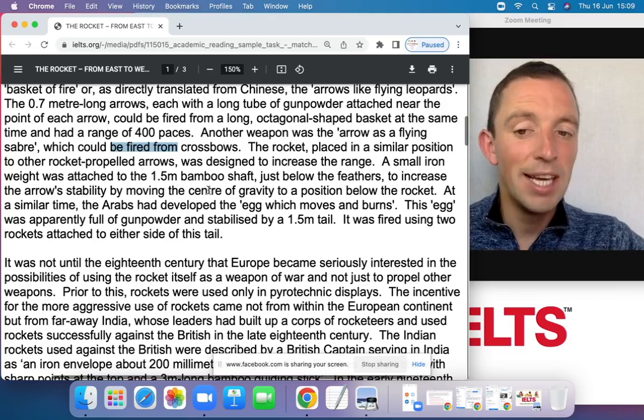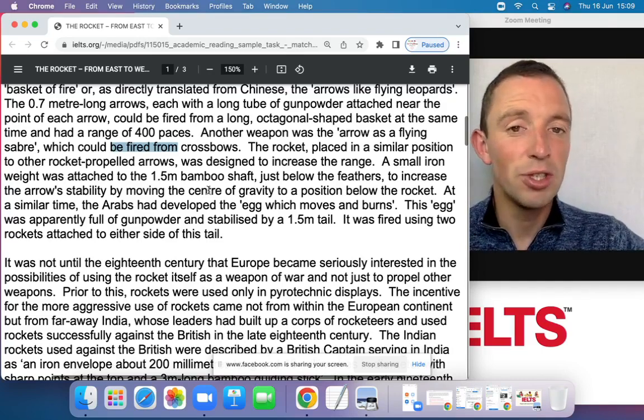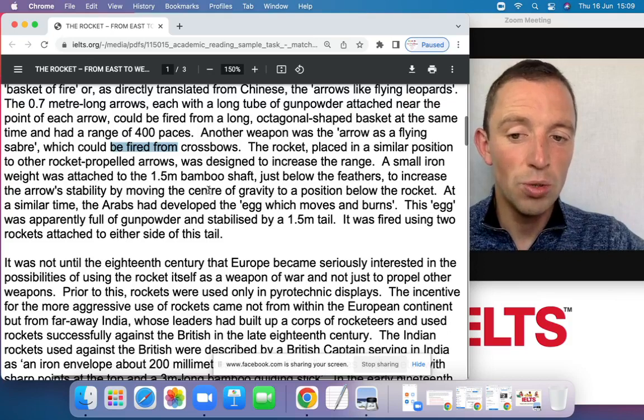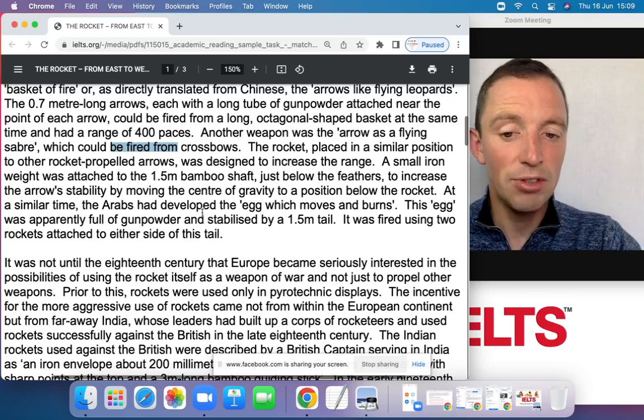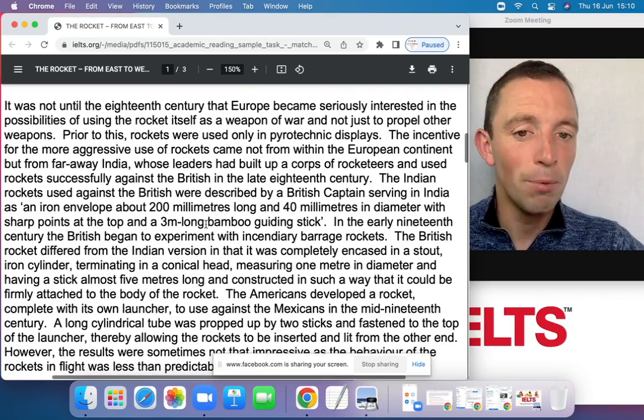At a similar time, the Arabs had developed the egg, which moves and burns. This egg was apparently full of gunpowder and stabilized by a 1.5 meter tail. It was fired using two rockets attached to either side of its tail. It was not until the 18th century that Europe became seriously interested in the possibilities of using the rocket itself as a weapon of war and not just to propel other weapons. Prior to this, rockets were used only in pyrotechnic displays.